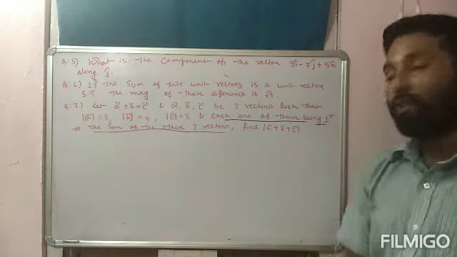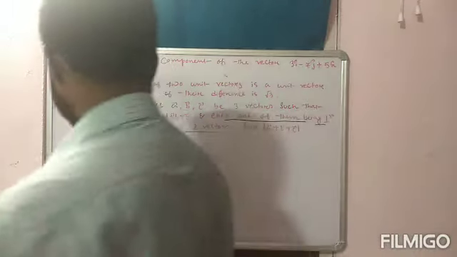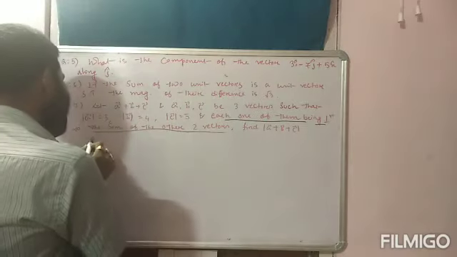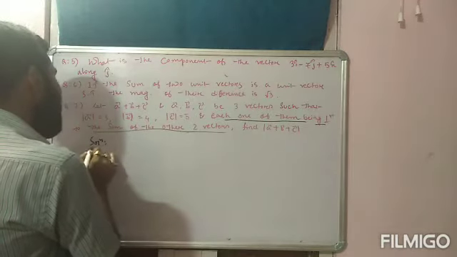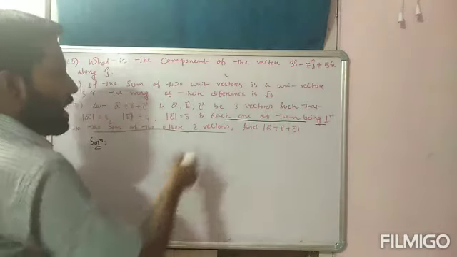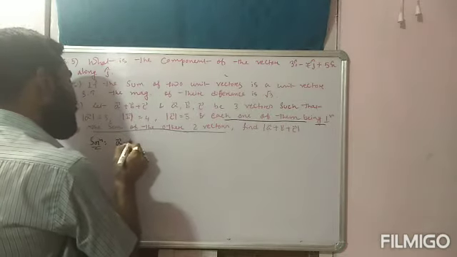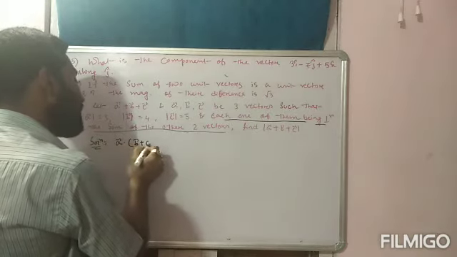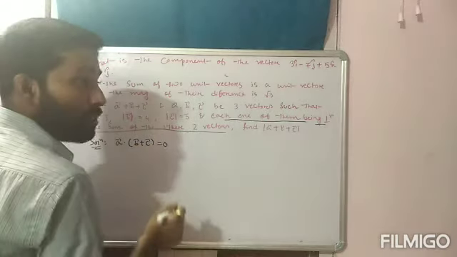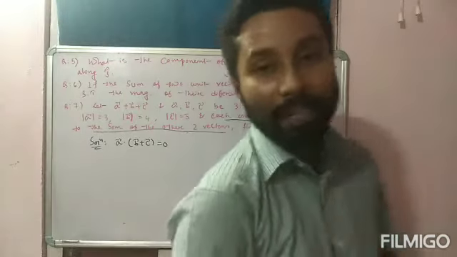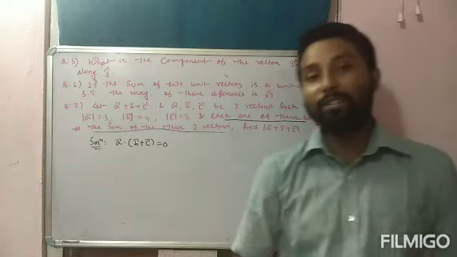Then what is the value of mod of a plus b plus c? Okay, let me first write down the conditions given in the question. Each one of them being perpendicular to the sum of the other two. We all know if two vectors are perpendicular to each other, then their dot product is always 0.